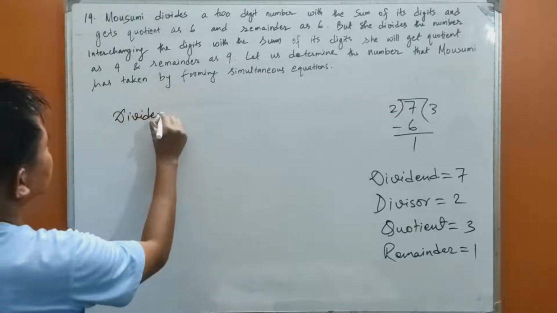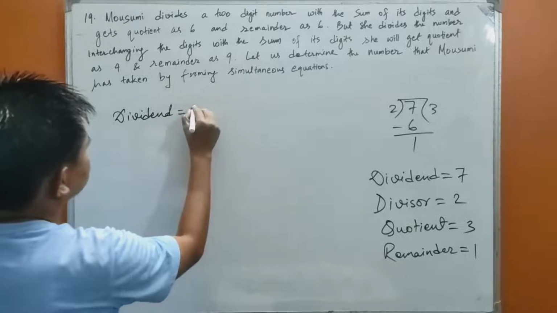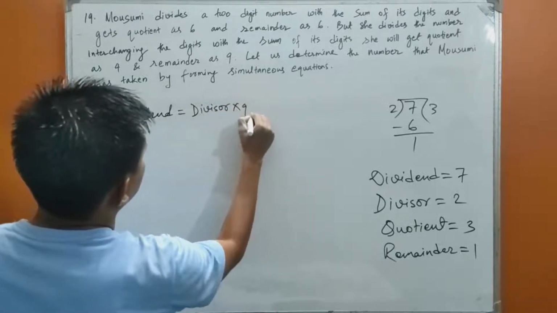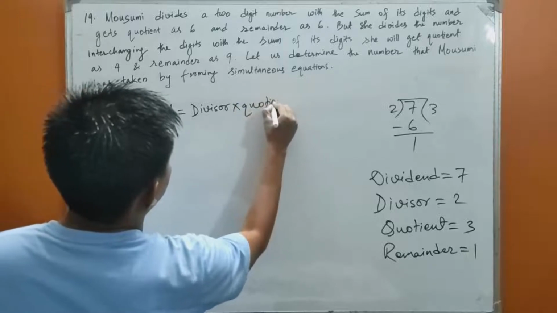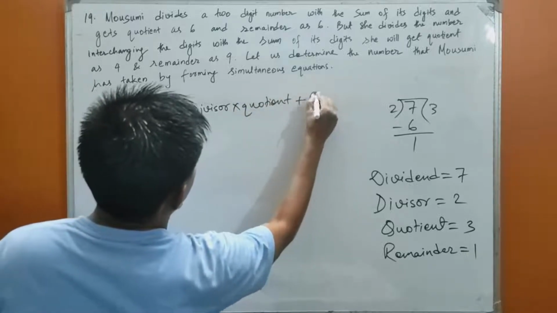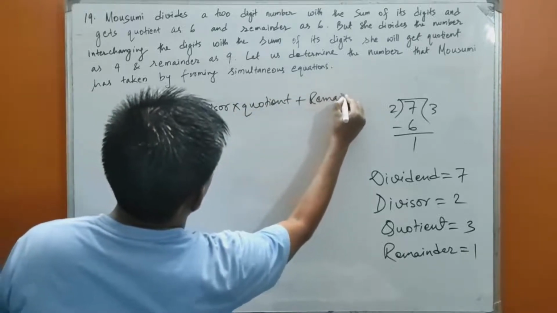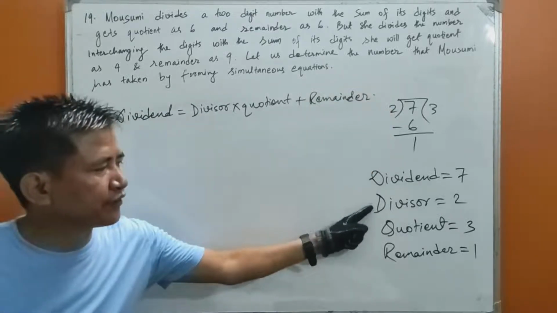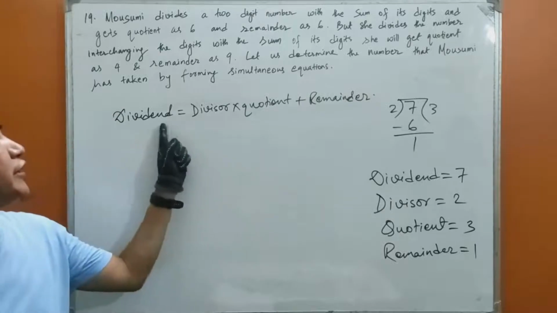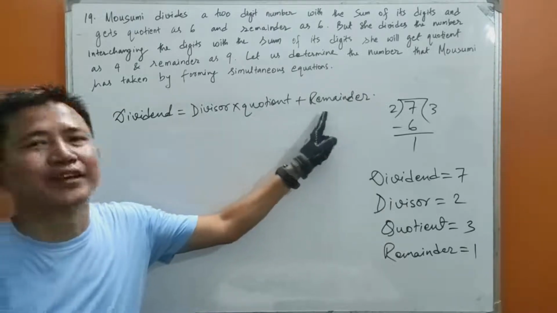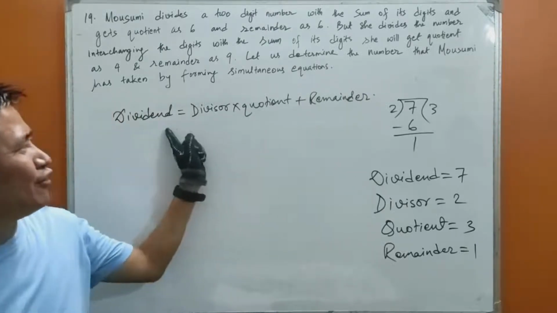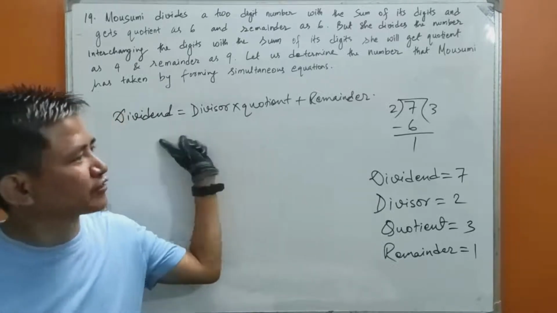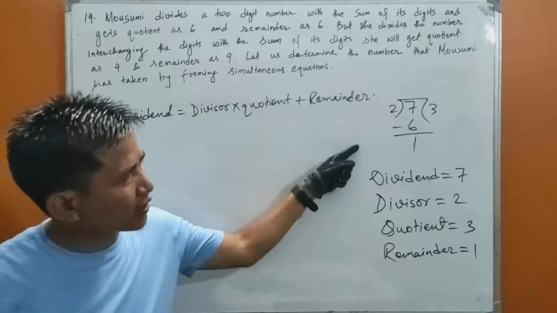dividend equals to divisor into quotient plus remainder. Okay, this is the relation among these four terms: dividend, divisor, quotient and remainder. Dividend equals to divisor into quotient plus remainder. Okay, now let us verify this equation. Okay, let us verify this relation whether it holds true or not.